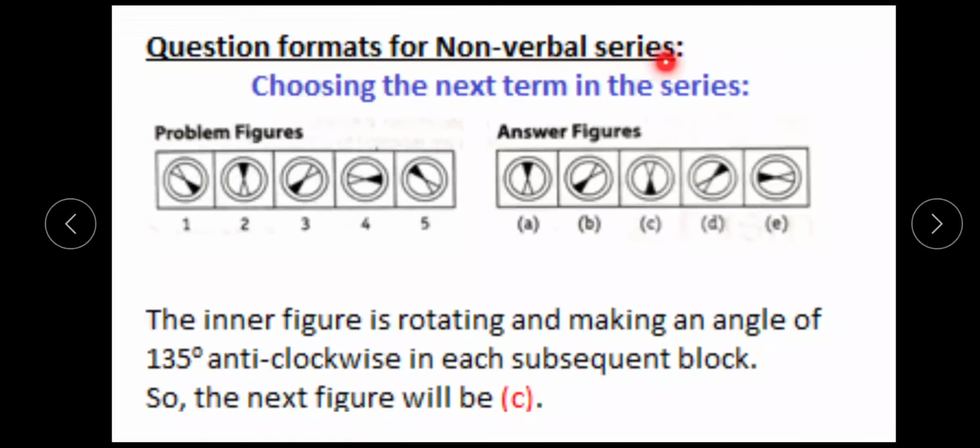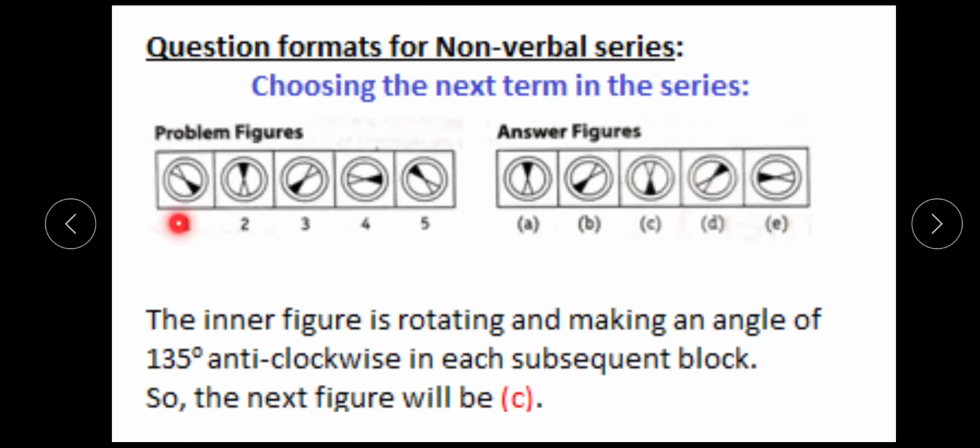Question formats for the non-verbal series. Choosing the next term in the series. It means we have to find the next term in the problem figure. The problem figure is having 5 terms. It means the next term, the 6th term, we have to find from the answer figures.